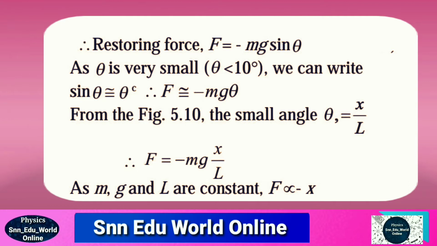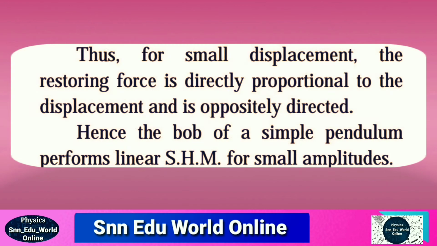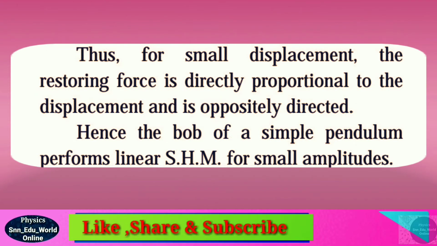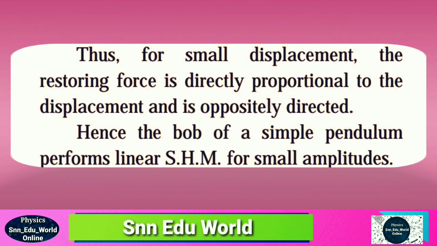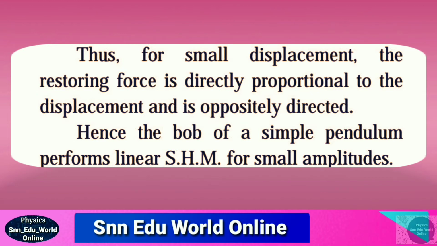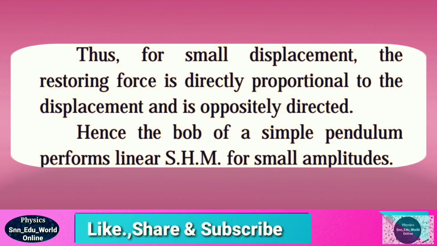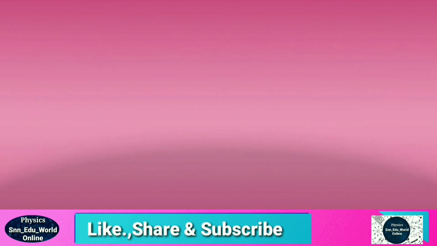Where m, g and L are constant, so F is directly proportional to minus x. That means force is directly proportional to displacement but in the opposite direction. So thus for small displacement, the restoring force is directly proportional to the displacement and is oppositely directed. Hence, the bob of a simple pendulum performs linear simple harmonic motion for small amplitudes. So this is the condition we found here. Now let's move on to the time period.